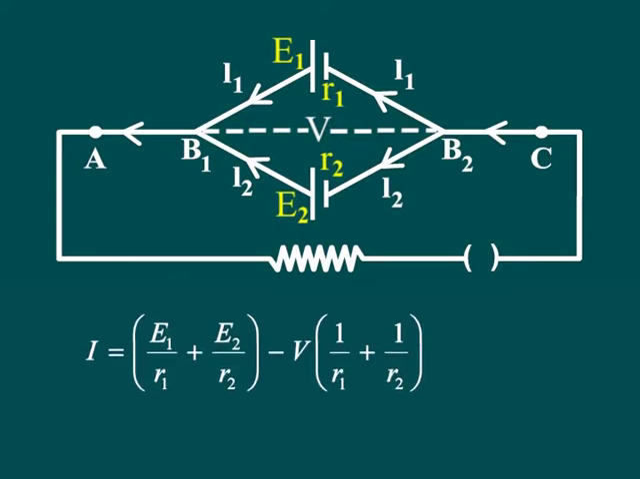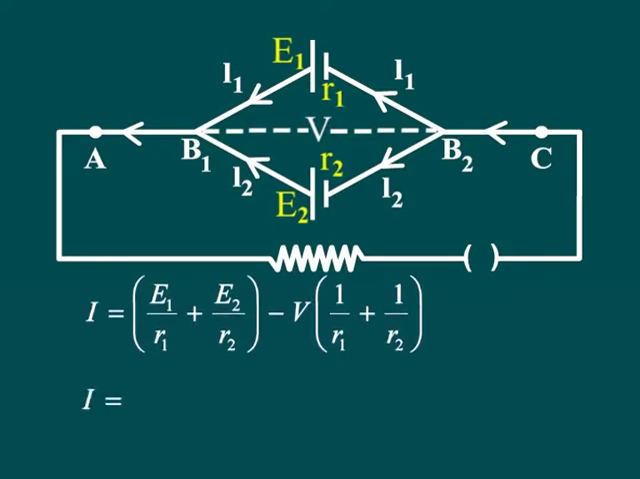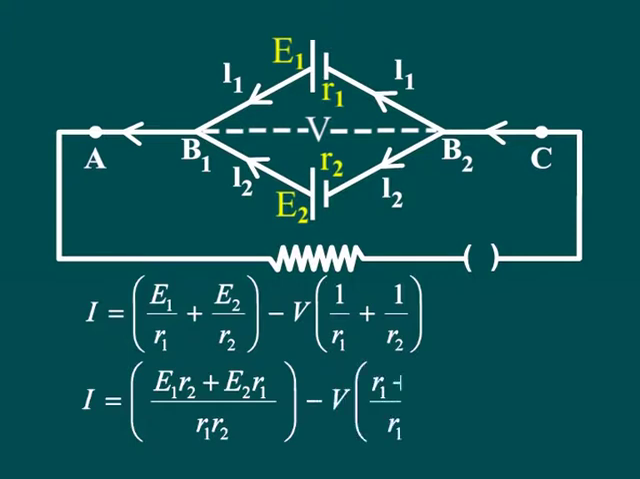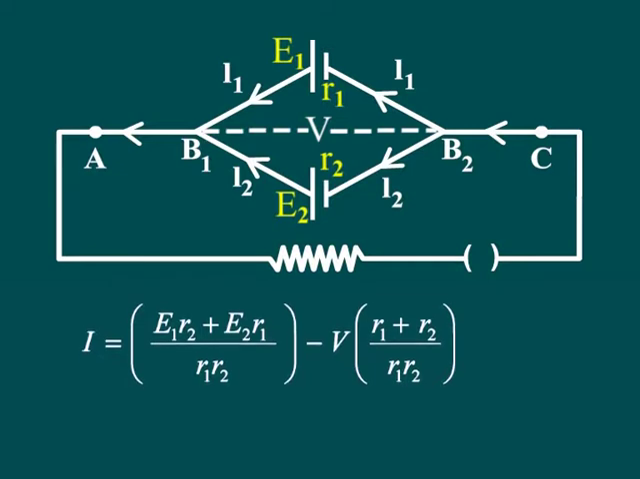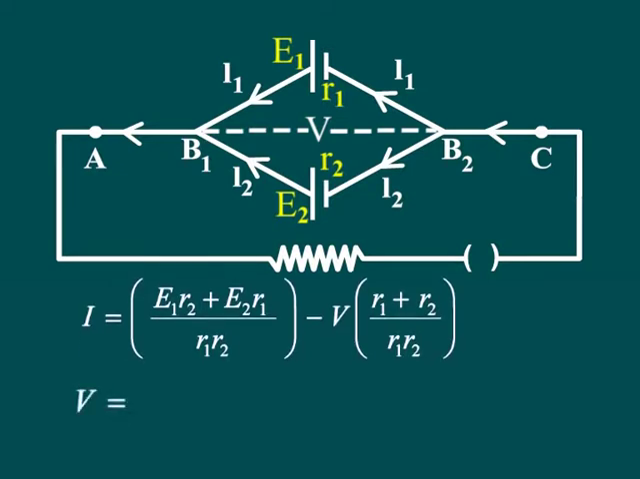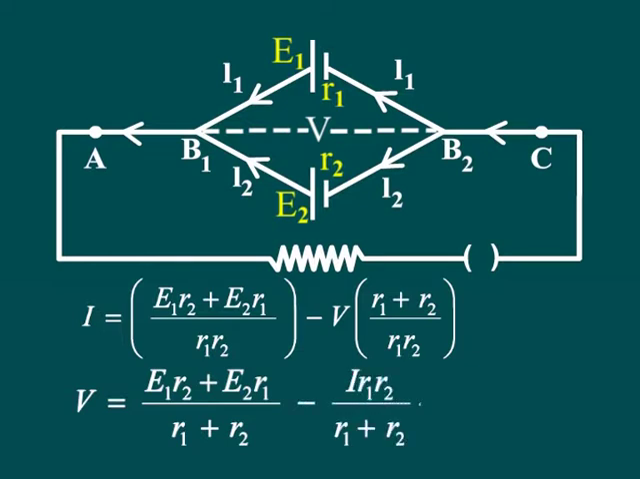On simplifying, this turns out to be I equal to (E1 R2 plus E2 R1) by R1 R2 minus V into (R1 plus R2) by R1 R2, or V is equal to (E1 R2 plus E2 R1) upon (R1 plus R2) minus I R1 R2 upon (R1 plus R2). This is equation 2.